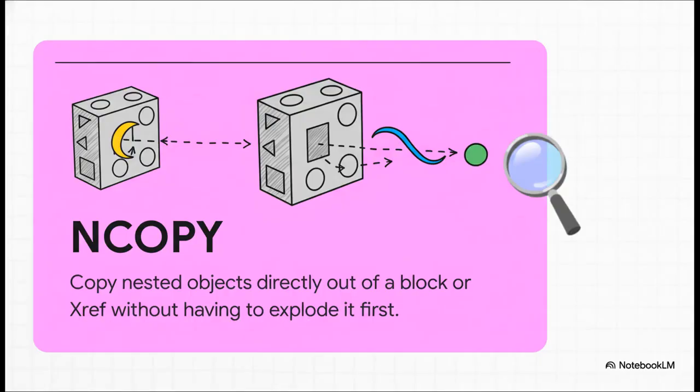But what if you don't want to blow up the block at all? What if you just need, I don't know, one little line that's buried deep inside a block or an XREF? You don't want to explode the whole thing just for that. That's where Ncopy comes in. Think of it like a surgical tool. It lets you reach inside that block or XREF and pull out just the piece you need without disturbing anything else. It's clean, it's safe, and it's so much faster.